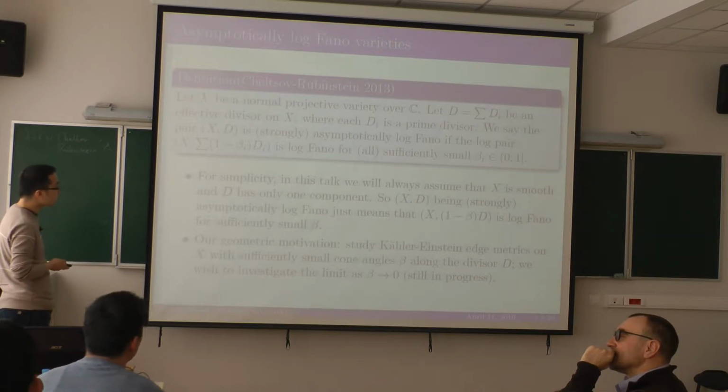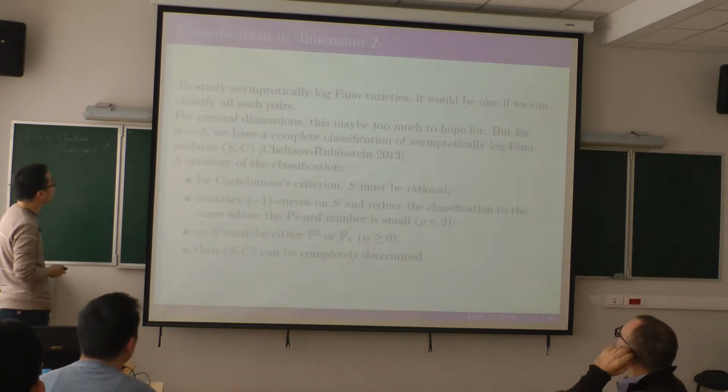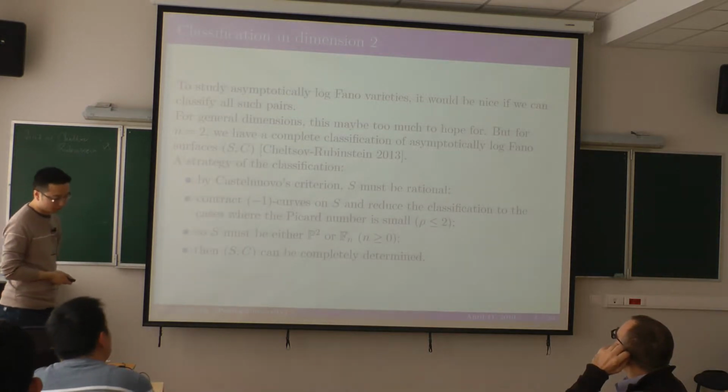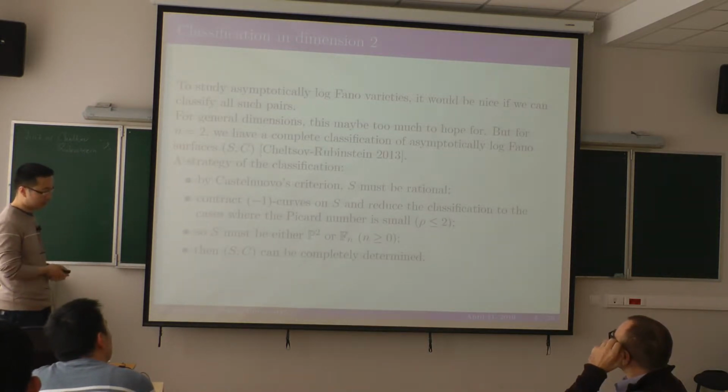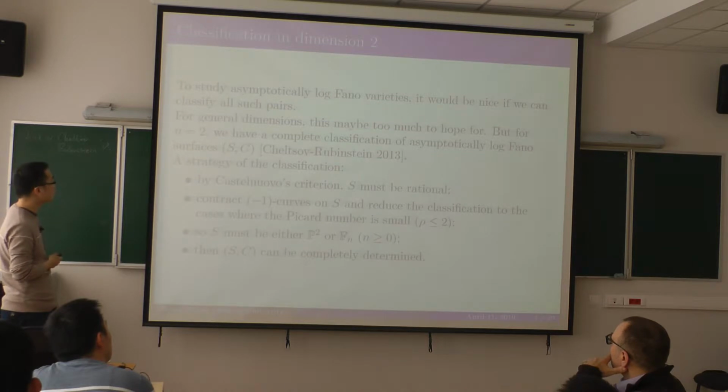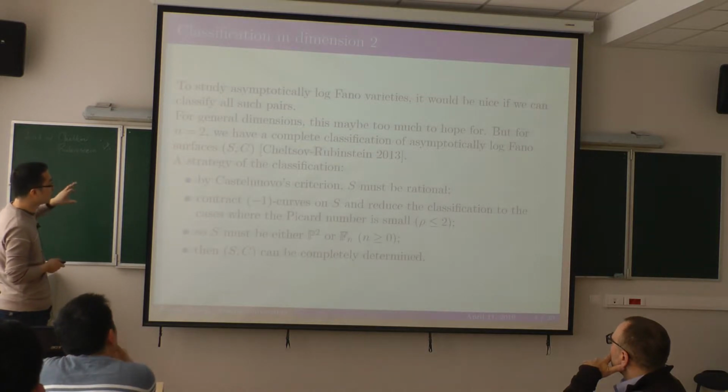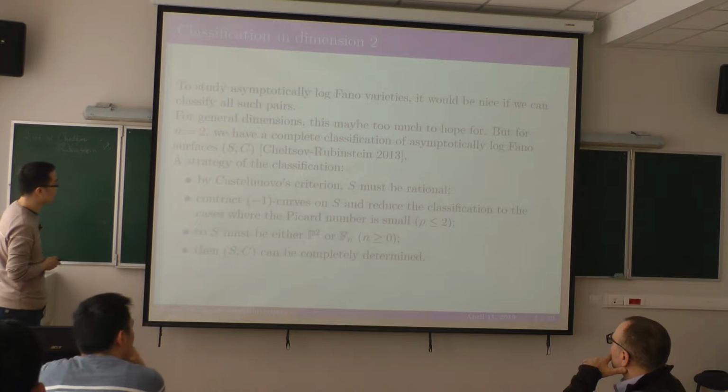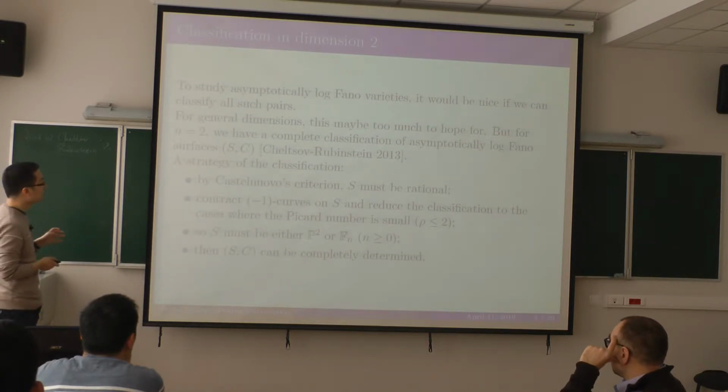The first step towards this problem is that we want to have some nice classification. But in higher dimensions, this may be too much to hope for, because classifying Fano pairs is very difficult in general. But in dimension 2, we do have a complete classification. This is done by Cheltsov and Rubinstein in their paper. Before I give you the complete list of classification, I just want to mention a few words about their strategy. How do we do this classification? I think this might be quite standard.